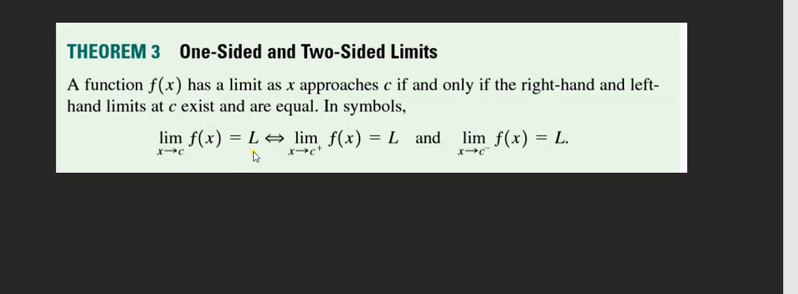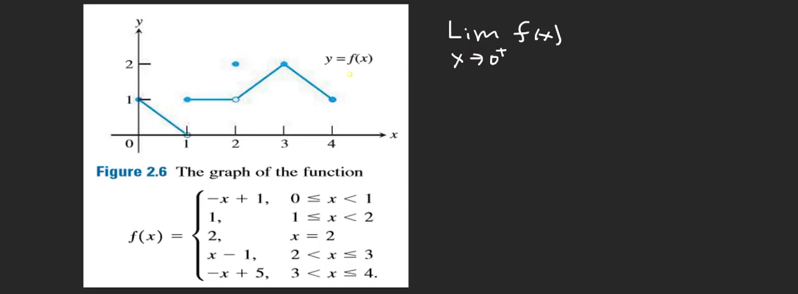Let's look at some examples. Let's look at the graph of f of x. This is a piecewise function. You have 1, 2, 3, 4, 5 pieces, and when you graph the piecewise function, you get this.